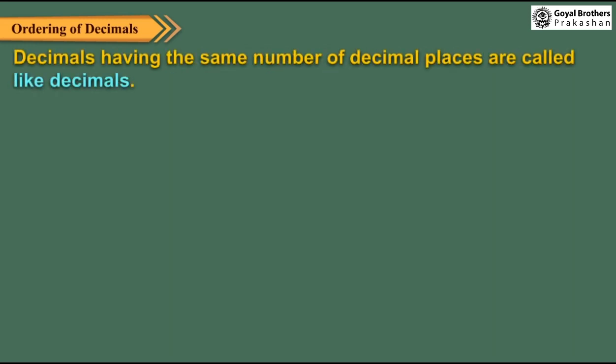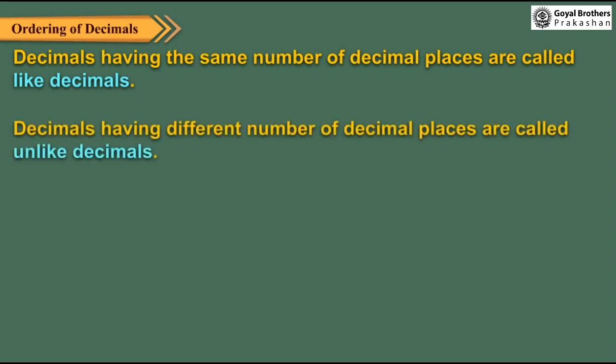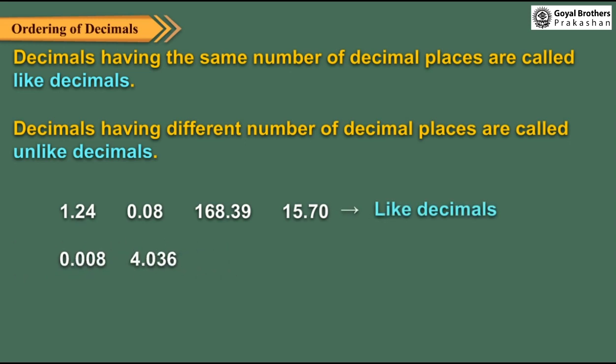Decimals having the same number of decimal places are called like decimals. Decimals having different number of decimal places are called unlike decimals. For example, in each of 1.24, 0.08, 168.39 and 15.70, there are 2 decimal places. So these are like decimals.